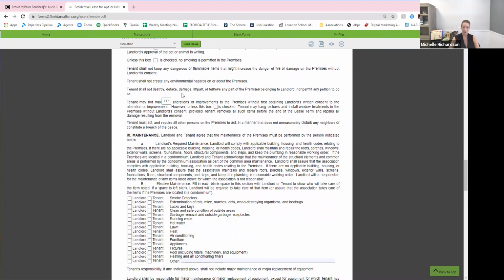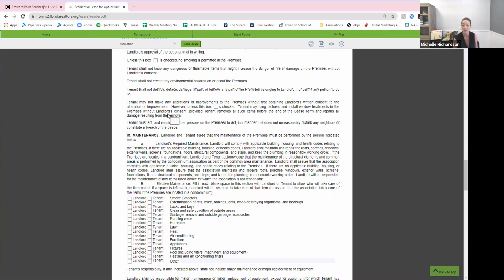The tenant shall not destroy, deface, damage, impair, or remove any part of the premises belonging to the landlord, nor permit any person to do so. This is why it's very important that if you have washers and dryers and appliances and maybe some furniture, you make sure you're putting it on the lease. So if they do damage anything and you ever had to take them to court, you can show proof that they acknowledged those items were in that home. Also, pictures are very important too.